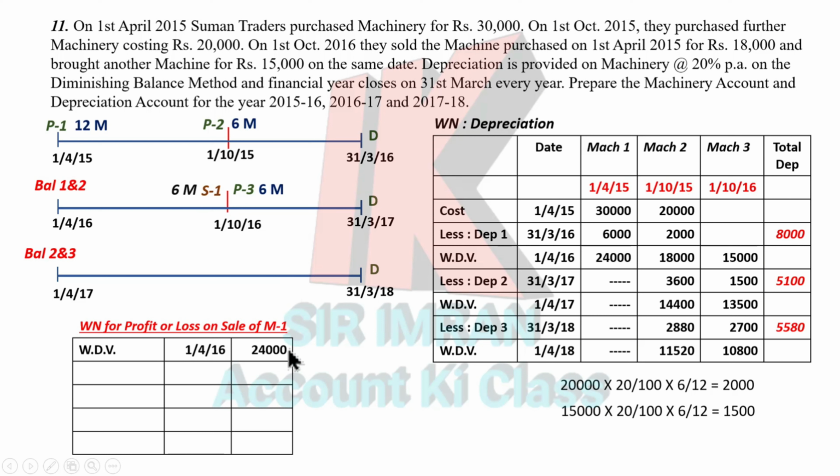So first we will provide depreciation on 24,000. As you know, this is a diminishing balance method. That means balancing figure पे depreciation आएगा. So on 24,000, 20%, but for 6 months. तो ये चीज हमेशा याद रखनी है आपको. 24,000, 20% for 6 months.